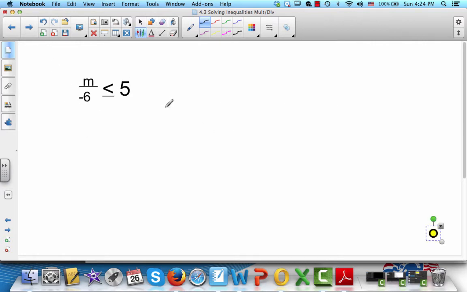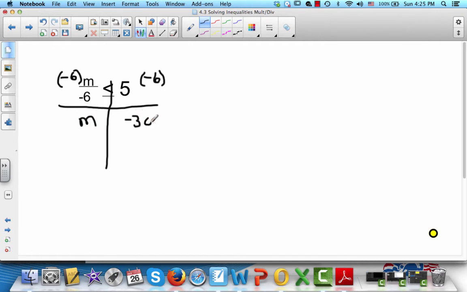Alright, it's your turn now. You do this one and see what kind of answer you get. And don't forget to graph it, okay? Alright, so we've got m over negative 6. So we multiply both sides by negative 6. Let's draw that line down the middle there. That leaves us with m and negative 30. And did you remember to switch the sign? Because you multiplied by negative 6. So that means it goes from less than or equal to greater than or equal to.